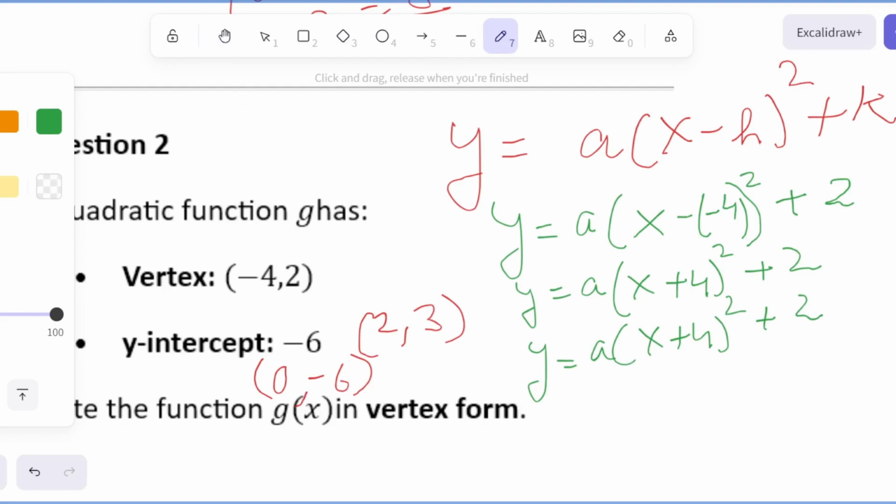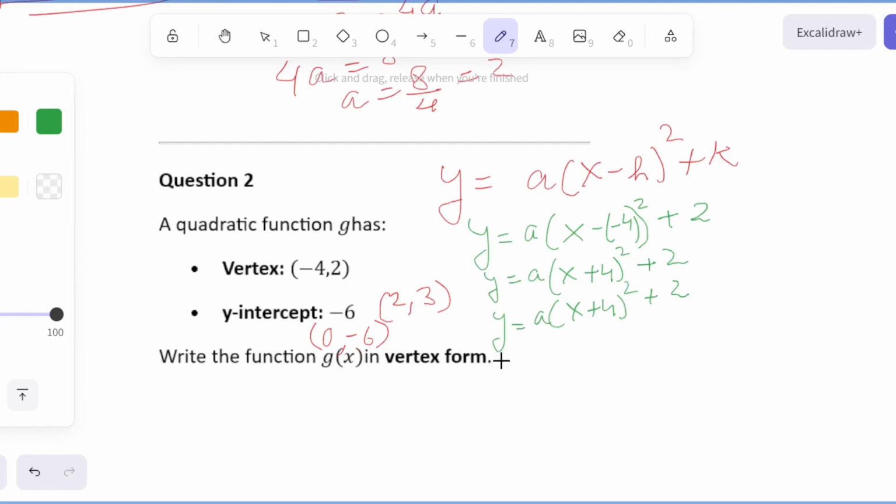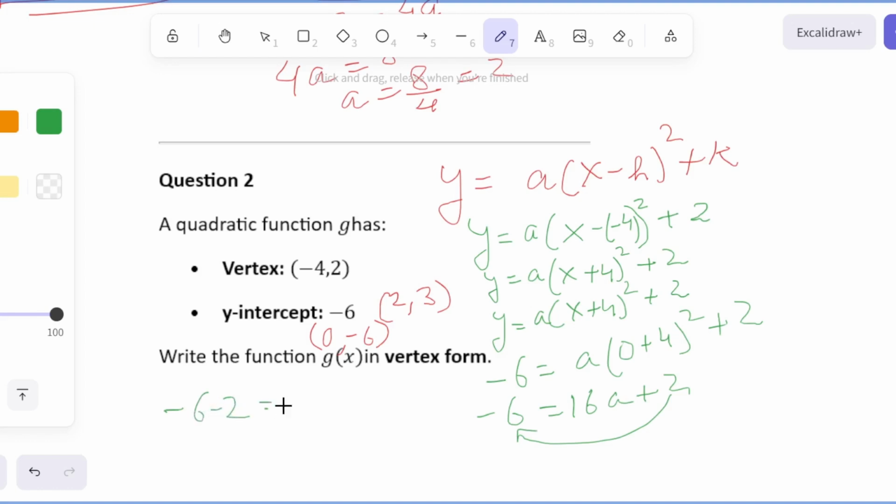So y is minus 6, so minus 6 equals a times (0 plus 4) squared plus 2. If we solve it a little, 4 squared is 16. So 16a plus 2, and you take the 2 to the other side. So this will become minus 6 minus 2 equal to 16a, or you can say 16a equals minus 8, and a equals minus 8 upon 16, basically minus 1 upon 2.